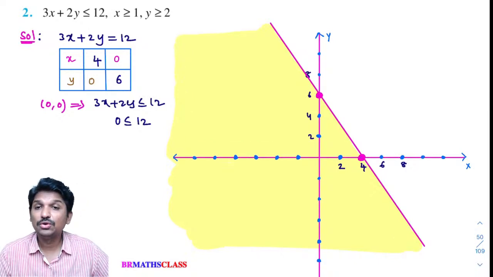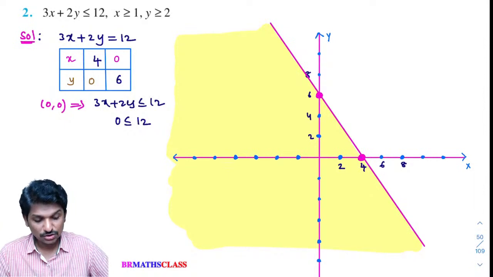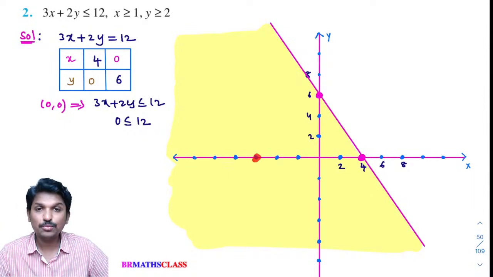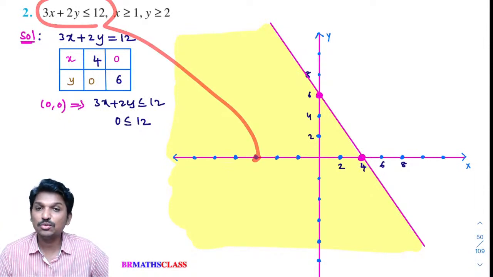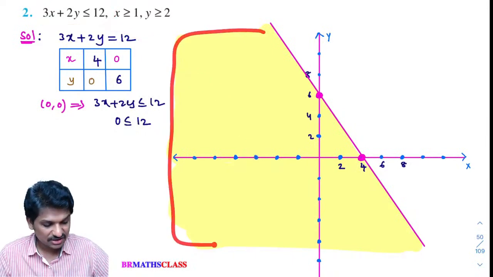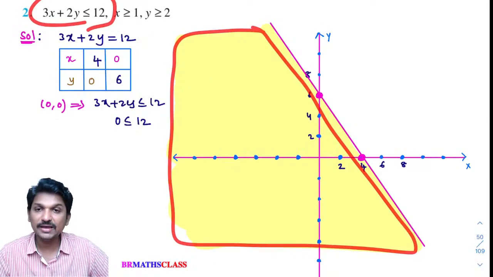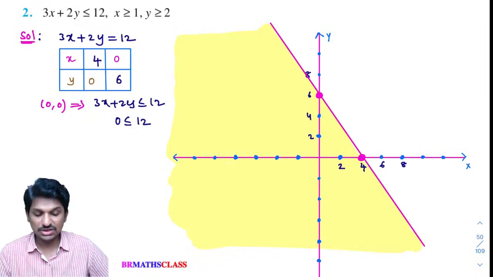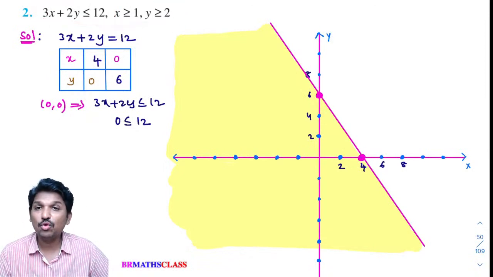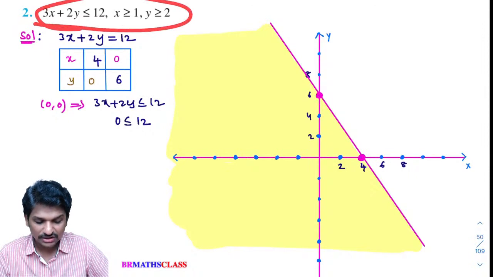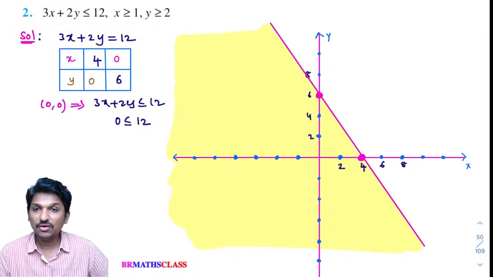Okay, so this is the part. You take any point in this zone, that point definitely satisfies this inequality. This part is the solution of this inequality. Now I want the solution for these three inequalities. That means I want the points which satisfy all three inequalities. Okay, now the first one is over.